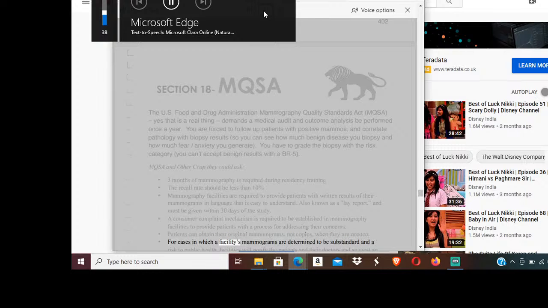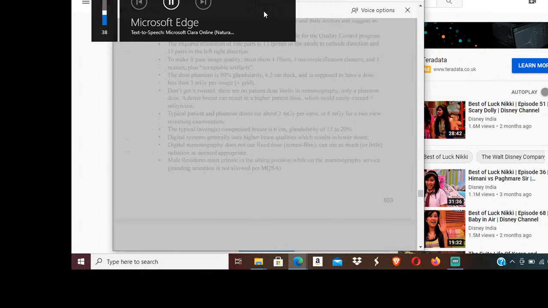For cases in which a facility's mammograms are determined to be substandard and a risk to public health, facilities will notify the patients and their doctors and suggest an appropriate plan of action. The interpreting physician is ultimately responsible for the quality control program.